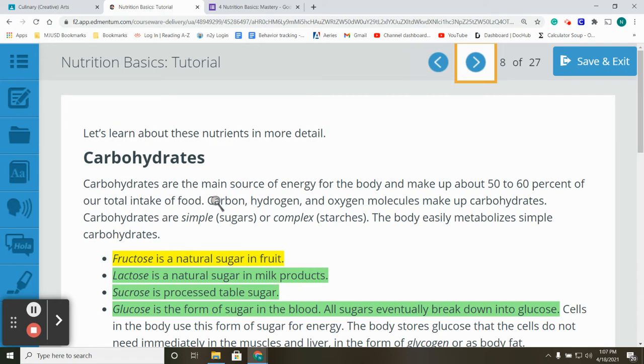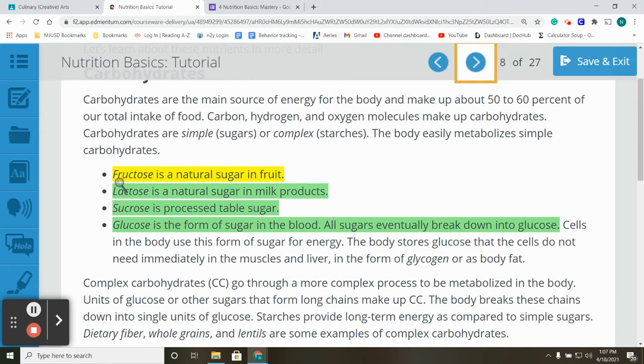Carbohydrates. Carbohydrates are the main source of energy for the body and make up about 50 to 60% of our total intake of food. Carbon, hydrogen, and oxygen molecules make up carbohydrates. Carbohydrates are simple sugars or complex starches. The body easily metabolizes simple carbohydrates.